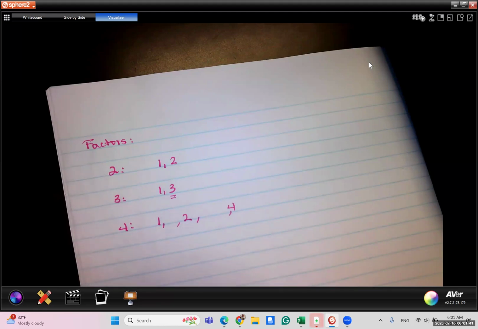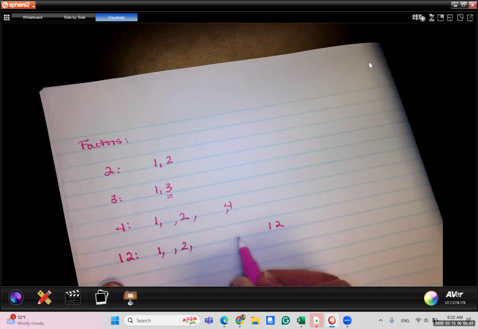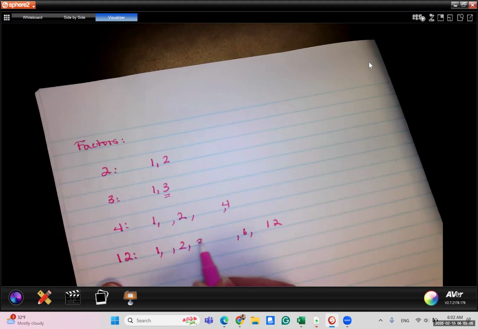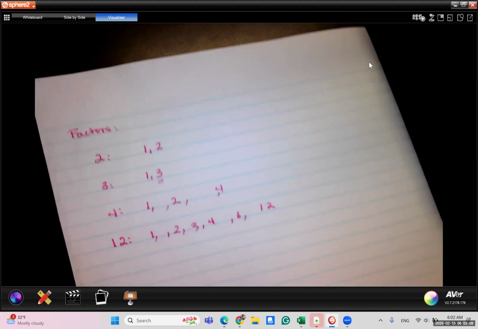Now, smaller numbers are easier because of what we know about the multiplication table. We can easily figure that out. But with larger numbers, you kind of have to break them down until you find all the factors. Here's another example, number 12, okay? You can have 1 and 12, of course, and then 2 and 6 also give you 12, and 3 and 4. So you see, the larger the number gets, the more factors it has.